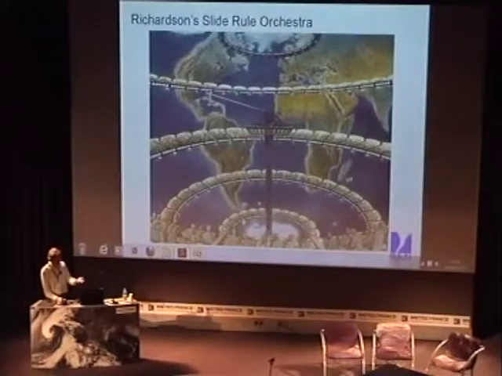This is an example of Richardson's slide rule orchestra I was talking about. You can see all these people that are trying to calculate variables like wind, temperature, pressure, with their slide rules and calculators, and in the center a column with people kind of coordinating all the calculations performed by this orchestra, pointing with a beam where the calculation has to be done.